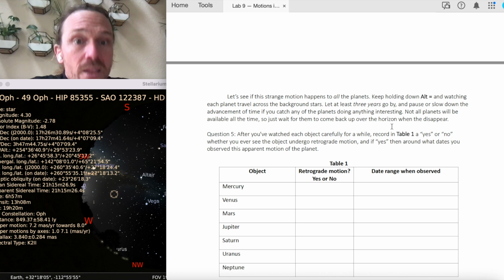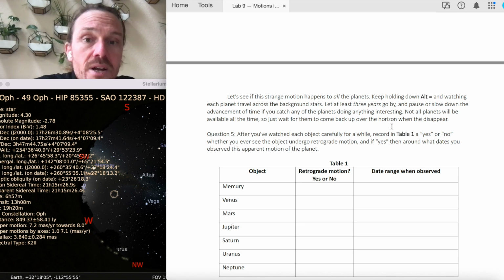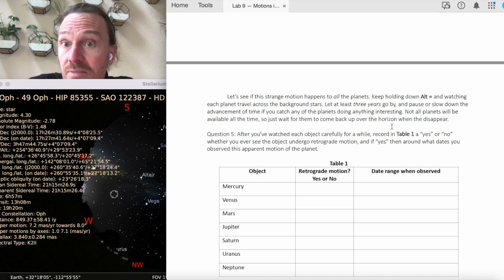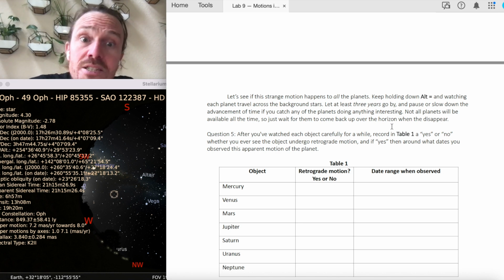So anyway, not all planets will be available all the time, so just wait for them to come back around. As we saw, Mars had to come back around because otherwise we weren't seeing it. We were on opposite sides of the sun. And then wait for them to disappear. That streak across the sky is what you've got to pay attention to. When they're not visible, don't worry about it. After you've watched each object carefully, I'm sure you're going to have to go back and forth for a while.